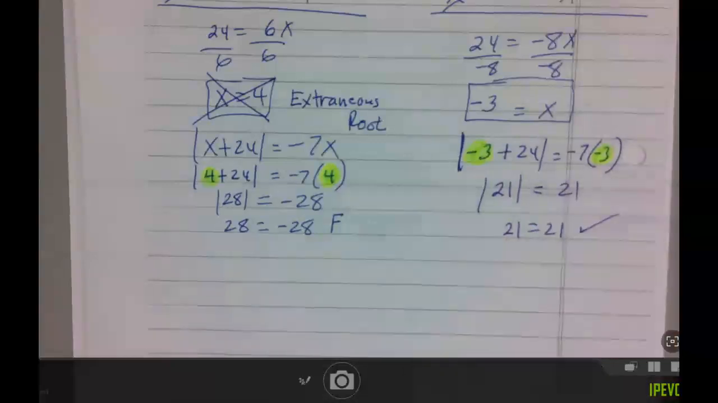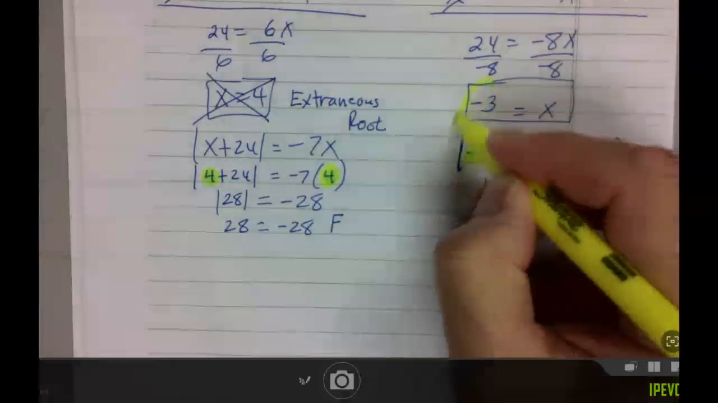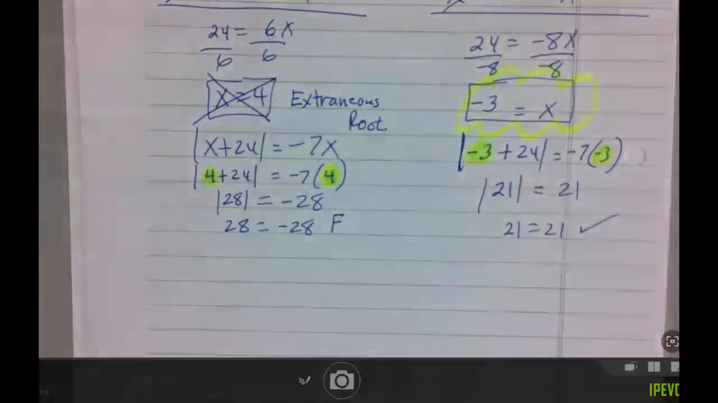See how tricky that one was? That was a little tricky, wasn't it? So your only solution this time was what? Negative 3. That was your only solution. Is that making sense? Questions?